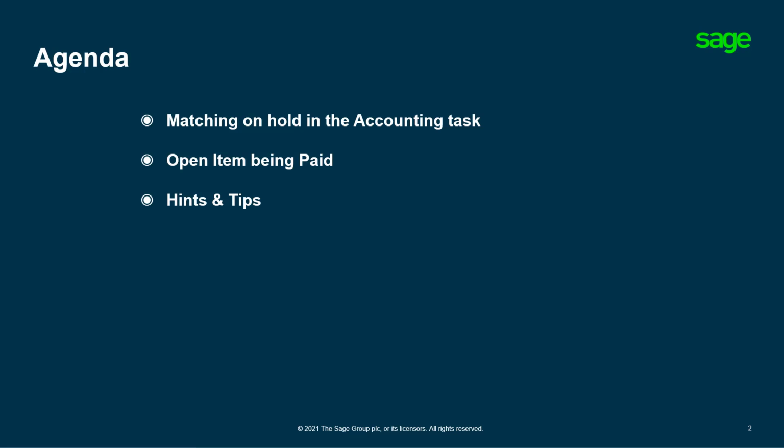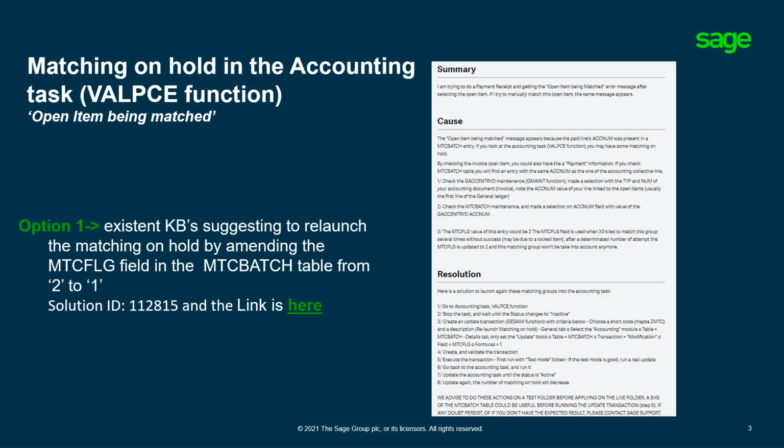Either open items being matched or open item being paid errors when we tried matching transactions, which are not always easy to identify. So the first point is regarding the matching on hold in the accounting task, or open item being matched error when trying to match transactions in the manual matching screen.